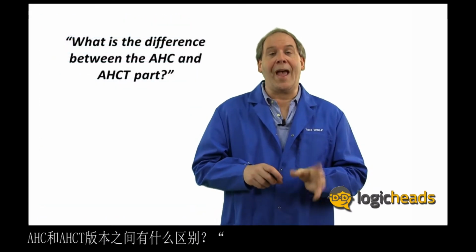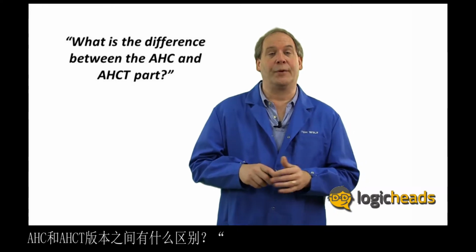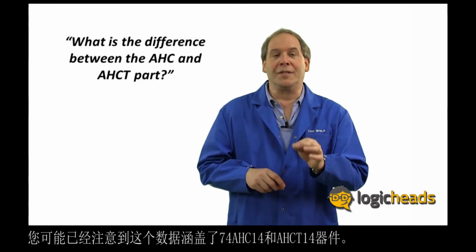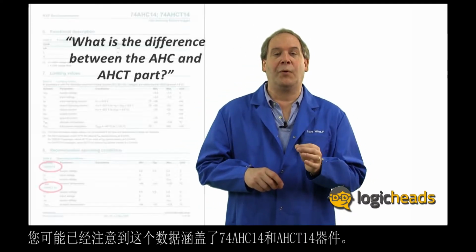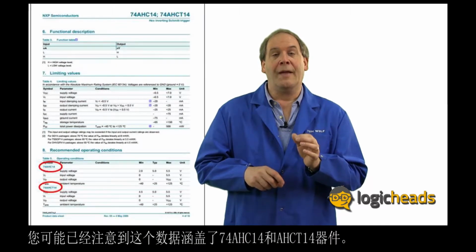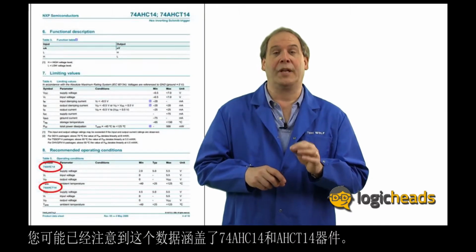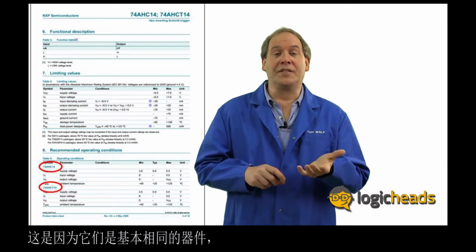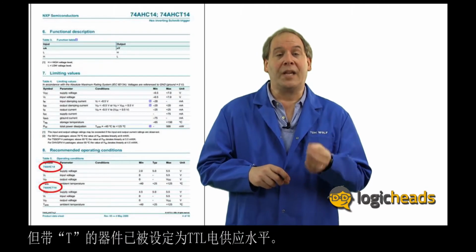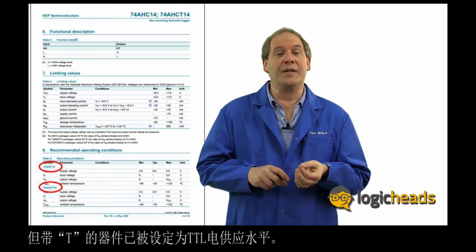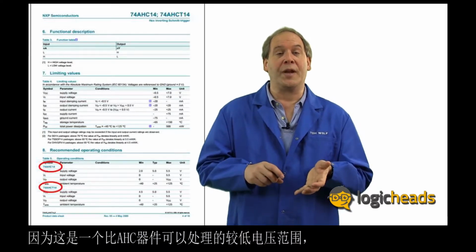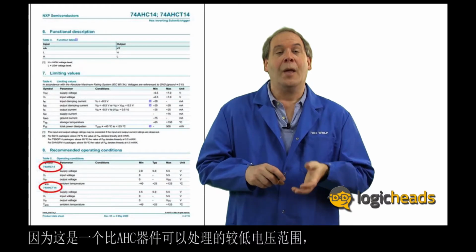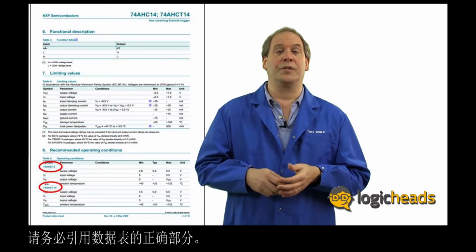What's the difference between the AHC and the AHCT version? You may have already noticed that this data sheet covers both the 74AHC14 and the AHCT14 device. This is because they are essentially the same part, but the T device has been characterized for TTL supply levels. Since this is a smaller voltage range than the AHC device can handle, make sure to reference the right sections in your data sheet.